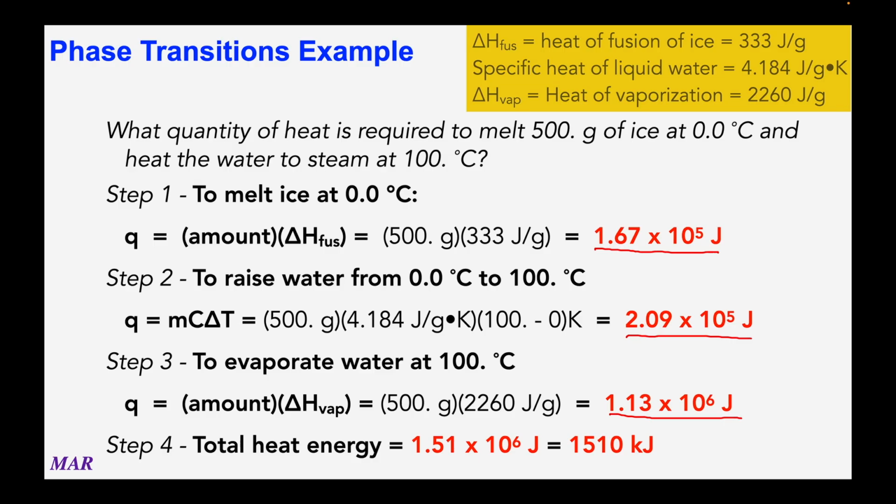Another kind of fun thing, if you wanted to turn the 500 grams of steam at 100 degrees Celsius to ice at 0 degrees Celsius, the overall energy would be the opposite sign of what we just calculated. So turning the gas into a solid again, you would get out negative 1,510 kilojoules. It's the same process, just reversed. You can do that with these Q and delta H signs.